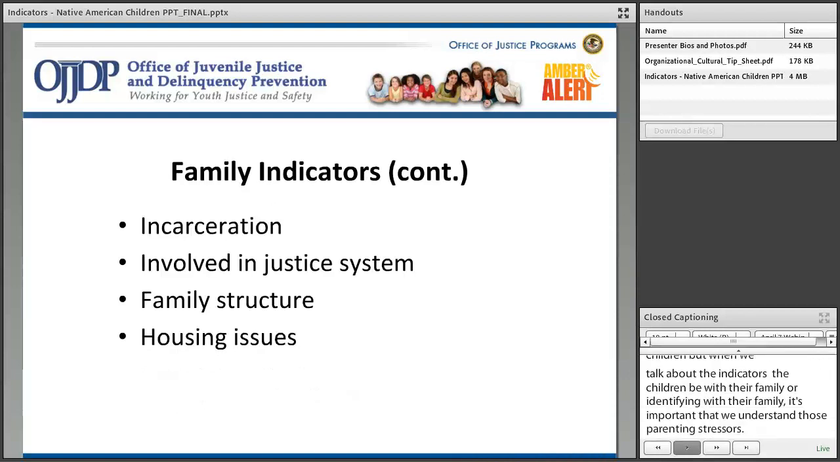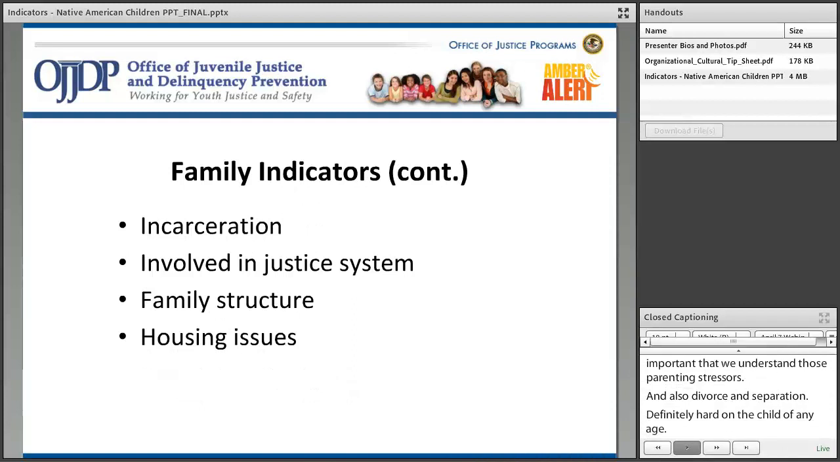And then here we go to incarceration, family involved in the justice system, family structure. Family structure, I associate this with families where you may have the biological mother, but she's got a boyfriend and he's got his kids, you know, a blended family type thing. Sometimes those family structures can be indicators if there is a negative stream of events that occur, or if one or both parents have a history of issues with law enforcement or other services.